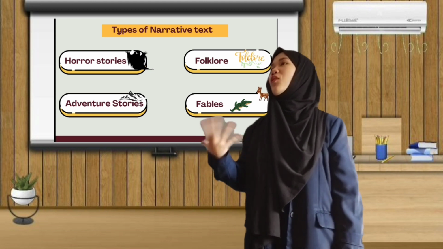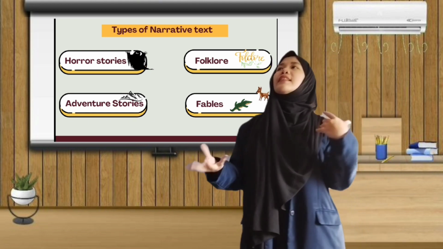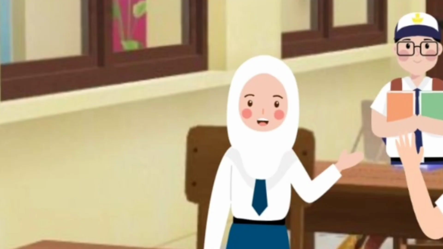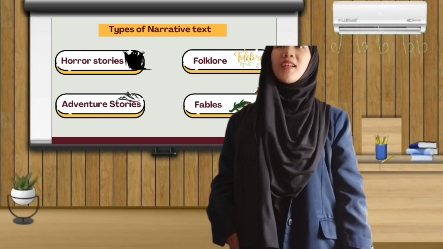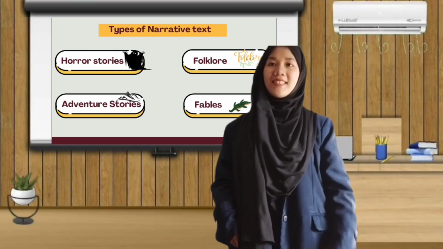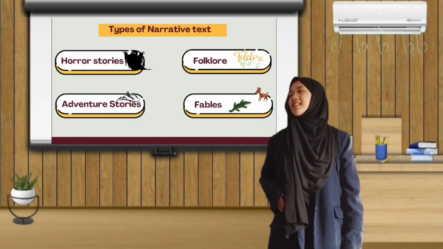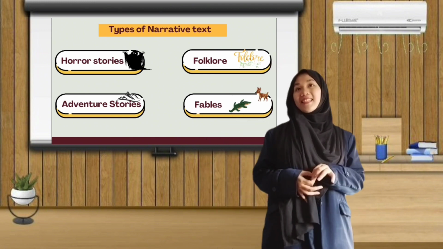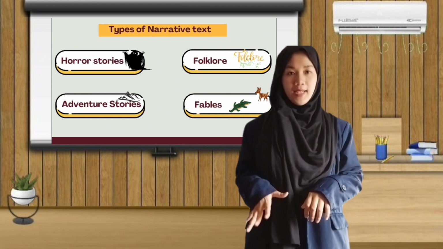This is a story about animals. Who can give me some examples of fables? Okay, please, Lisa. Si Kancil, Miss. Si Kancil. Yeah, that's right. Si Kancil is an example of fables. So there are eight types of narrative text.